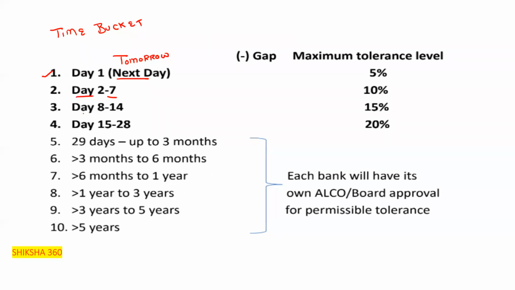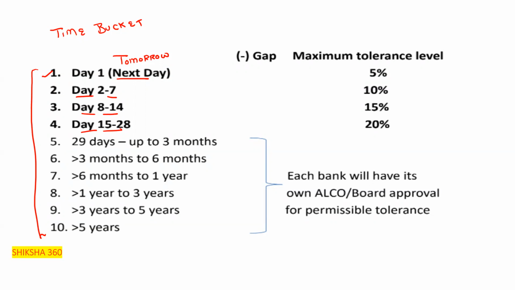Day 2 to 7, day 8 to 14, day 15 to 28. In this way we have to manage our liquidity. Then 29 days to 3 months, 3 months to 6 months, 6 months to 1 year, 1 year to 3 years, 3 years to 5 years, and greater than 5 years. These are the different time buckets.